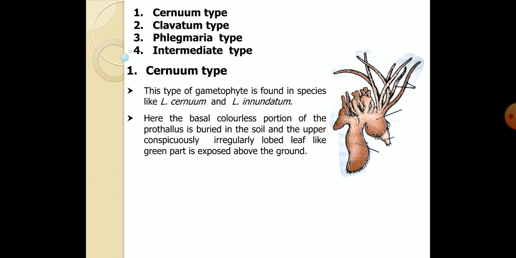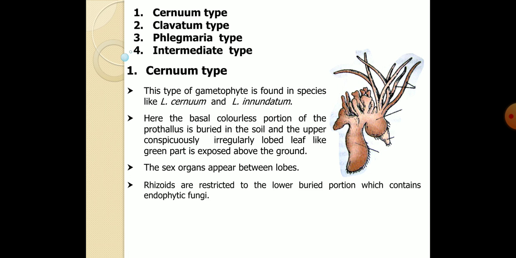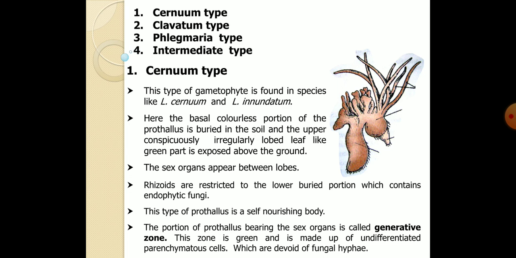Here the basal colorless portion of the prothallus is buried in the soil. The upper part has conspicuously irregular lobed leaf-like green parts. The sex organs are present in between these lobes, and usually rhizoids are in the lower region. They are self-nourishing bodies, and are also called generative zones.